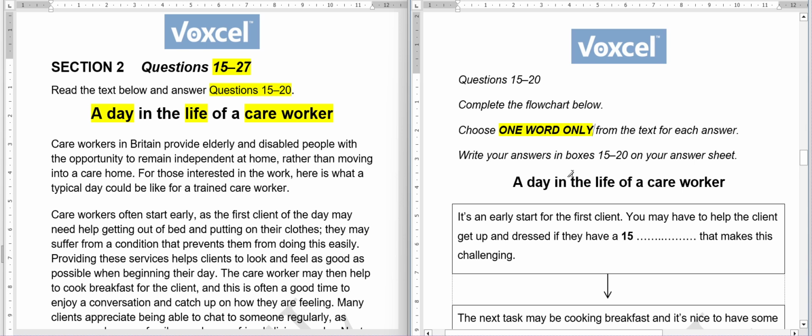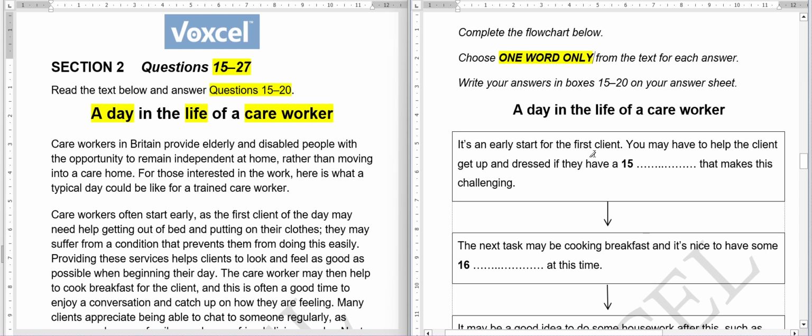It's very important to note this, because if you write more than one word, let's just say 2 or 3 words for one answer, for one question, though your one word may be correct out of those 2 or 3 words, your answer will be marked as incorrect. You will lose the score. Alright, so that's why instructions are very important. They should be read carefully.